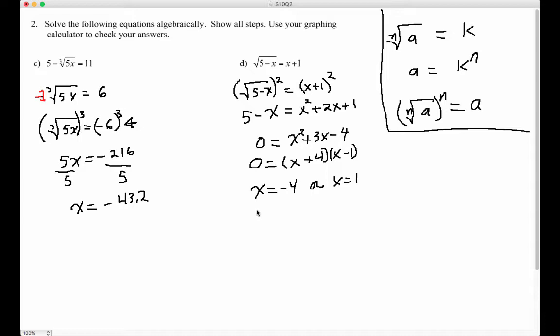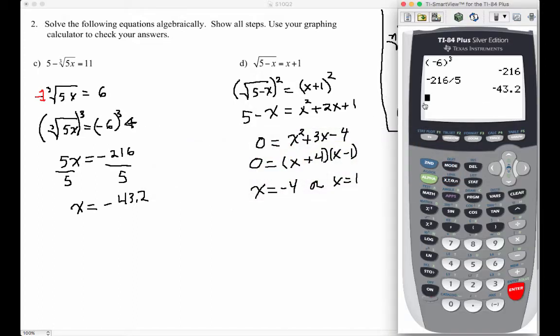That's not going to be a possible solution. Okay, so let's go do the calculator solutions, and then we'll come back and maybe look at algebraically why x equals negative 4 wasn't a solution. So getting back over to the calculator here, I'm going to go to our y equals, and we're going to go back to part C, and we're going to solve that one graphically.